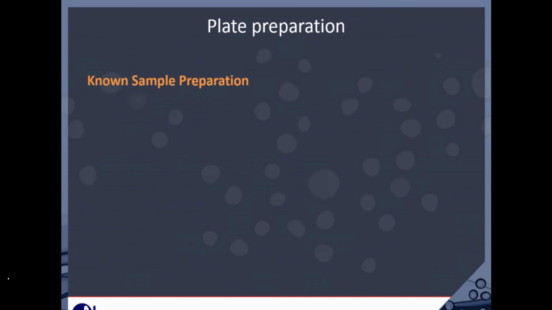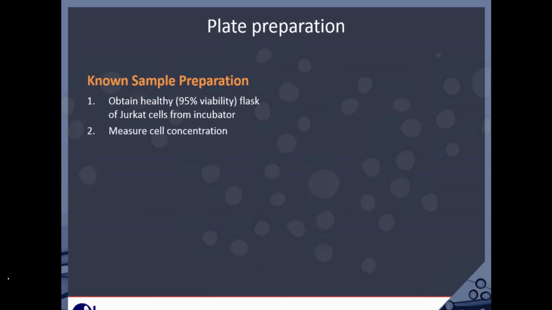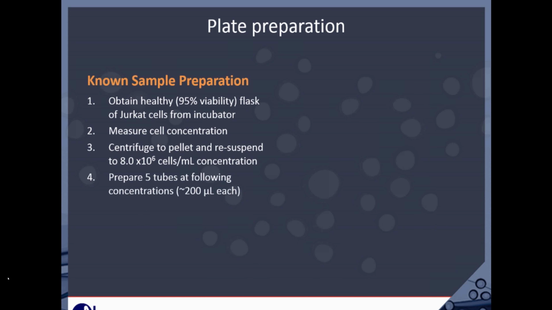So how do you prepare a known sample? Well, first I'm just going to grab a flask from the incubator. For today's example, we're going to use Jurkat cells. I'm going to grab a healthy flask, and when I put them on the hemocytometer or the Cellometer, I'm going to get the cell concentration. Then I'm going to spin down all of the cells into a pellet, and resuspend them to a concentration of 8 million cells per mL. This is the highest concentration that I'm going to detect on the plate-based method today.